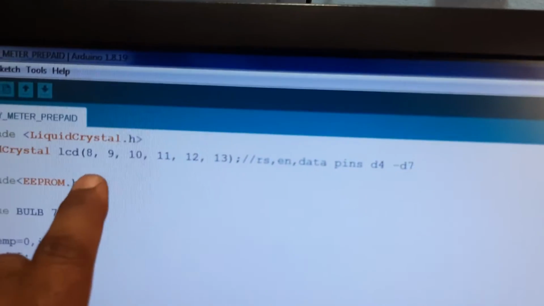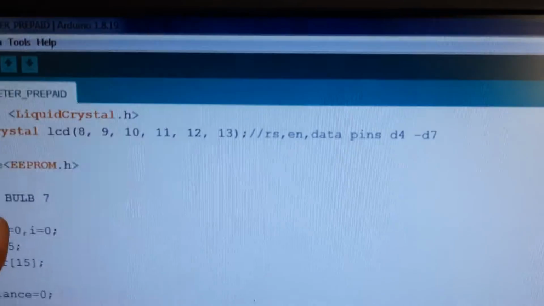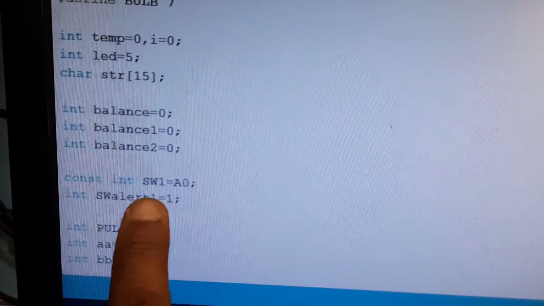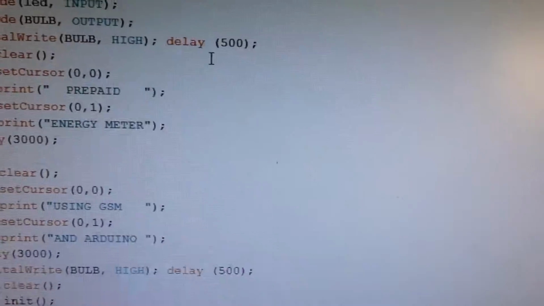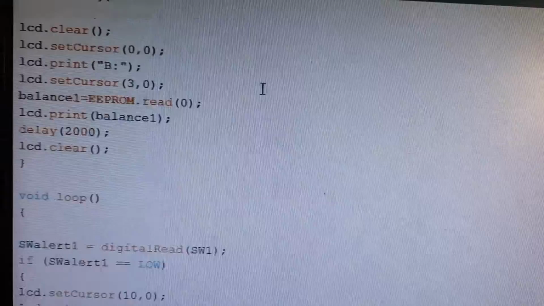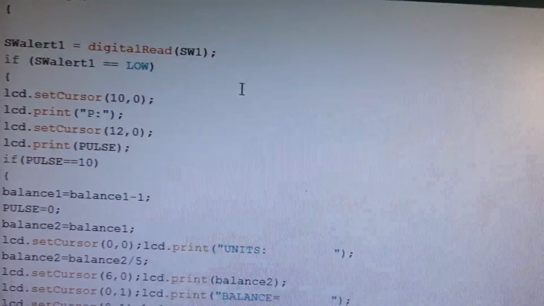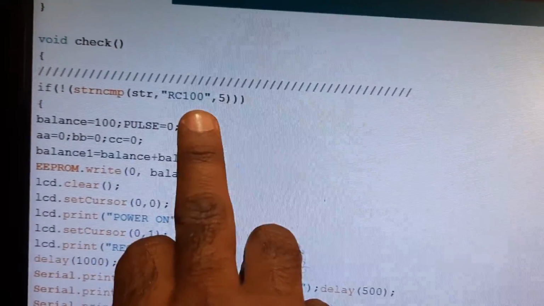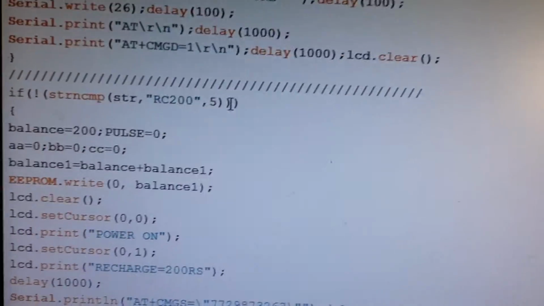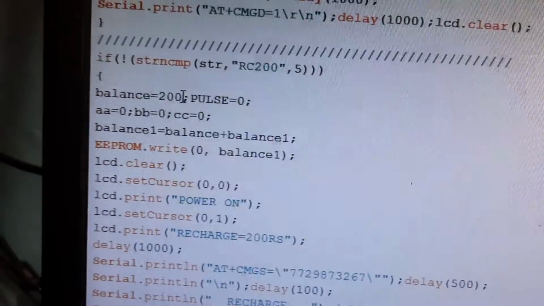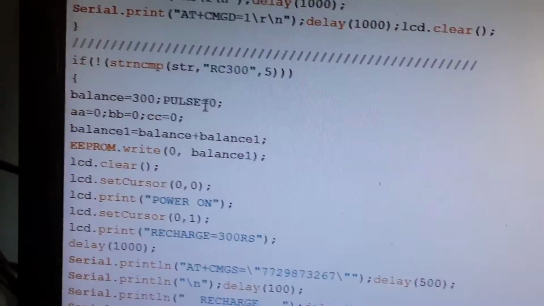Here are the 8, 9, 10, 11, 12, 13 LCD connections. The bulb is connected to the 7th pin, and the energy meter is connected to the A0 pin. So this is a GSM based prepaid energy meter, billing and counter. We are calculating that bill. RC100 means we have 100 rupees balance, so we are recharging the balance amount. RC200 balance is 200, RC300 balance is 300, like that we are recharging.